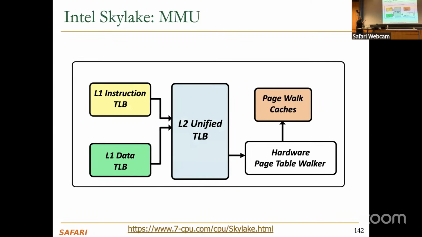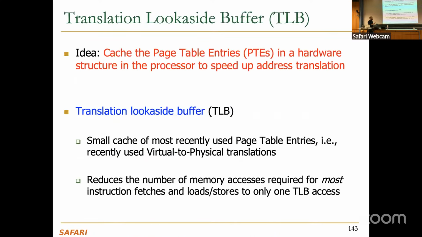That's how an MMU looks like in an Intel Skylake processor. You have 2 L1 TLBs, first level TLBs, one that caches translations for instructions and one that caches translations for data. If we miss in both of them, then we access the L2 unified TLB. What's the second level unified TLB? It caches translations for both data and instructions. If we miss in this L2 unified TLB, we trigger the page table walker, which starts the lookup process for the multi-level page table. If any intermediate pointer is found in the page walk caches, then we retrieve it from there. Otherwise, we access memory.